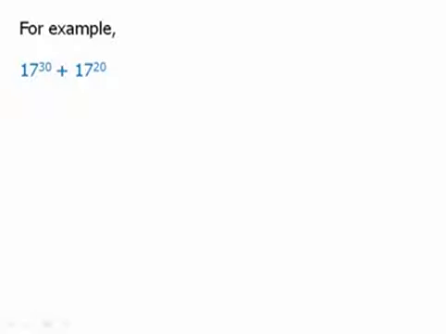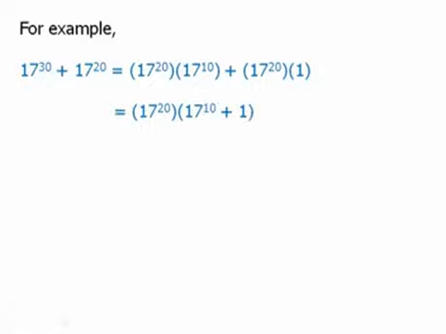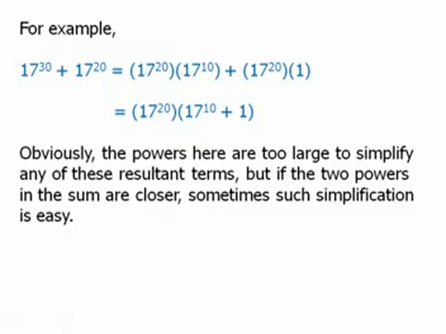And so 17 to the 20th is the greatest common factor of these two terms. So I'm going to factor that out. 17 to the 30th, I can write that as 17 to the 20th times 17 to the 10th. By the multiplication of powers law, I can write it that way. And of course, 17 to the 20th, I can write that as 17 to the 20th times 1. I factor out 17 to the 20th, and I get 17 to the 20th times parentheses 17 to the 10th plus 1. And that is a factored out form of those powers.